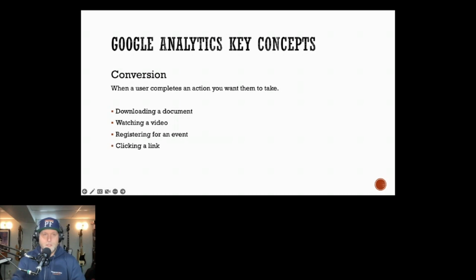We've got conversions. So conversions, that's just when a user completes a specific action that you want them to take. That conversion can be anything. It's up to you to decide what is a conversion. It could be downloading a document. It could be watching a video. It could be registering for an event. It could even be just clicking on a link or showing up on the homepage. That could be a conversion. You have the ability in Google Analytics to go in and set an event to be a conversion event. And once you've done that, then you can start getting reports built on these conversion events.